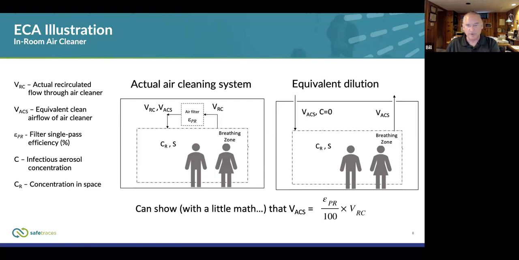We can imagine an equivalent process over on the right, where we're simply bringing in air with no contaminants in it at some flow rate VACS, and we're exhausting an equal amount of well-mixed air from the space, maintaining the same concentration. So that value, VACS, is the equivalent clean air for that air cleaner, and we can easily show that it's equal to the efficiency of the air cleaner multiplied by the actual flow rate through it. Some other air cleaner and control types are more complicated to characterize, but all of them can be.